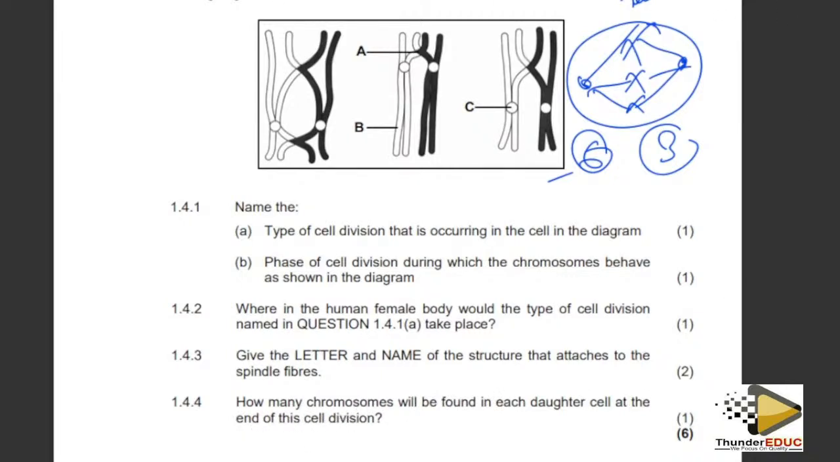How many chromosomes will be found in each daughter cell at the end of meiosis? Now come back here and see. The diagram represents the chromosomes in the cell that is undergoing normal cell division. So now they're asking, how many chromosomes will be found in each daughter cell at the end of this cell division? How many chromosomes are you seeing here? This is chromosome 1, chromosome 2, chromosome 3, chromosome 4, chromosome 5, chromosome 6. Because they are still under meiosis 1, at the end of this cell division it will be half the chromosome number, so it means that the answer is going to be 3.